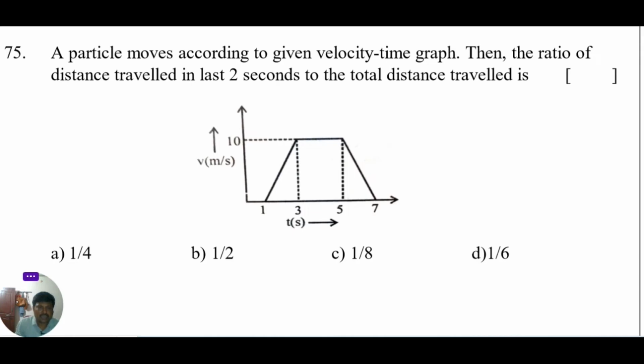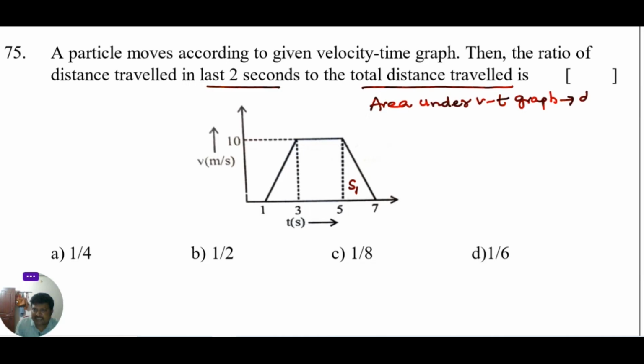75th question. A particle moves according to the given velocity-time graph. The ratio of distance traveled in the last 2 seconds to the total distance traveled. That means this is the last 2 seconds. Suppose this is S1. Already we know very well, area under the velocity-time graph gives distance. So calculate the area here. So here S1 is equal to the area.